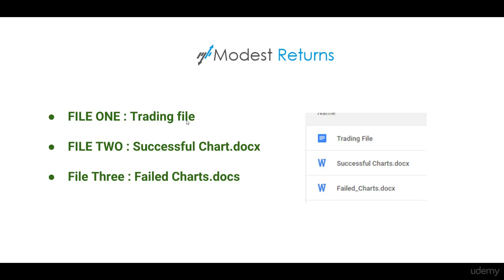Let's say after a week or 10 days, this trade was a successful one and it was a winner. Cut and paste the information to the successful chart file. If that trade was a failed one, then move it to the failed chart document. So at best, the trading file should be a skinny one, the successful chart file hopefully should be the big one, and the failed charts should be relatively small because you don't want too many failed trades.